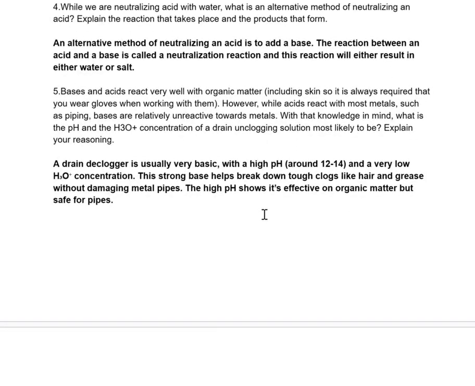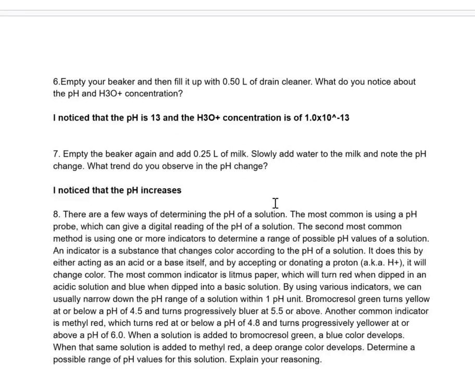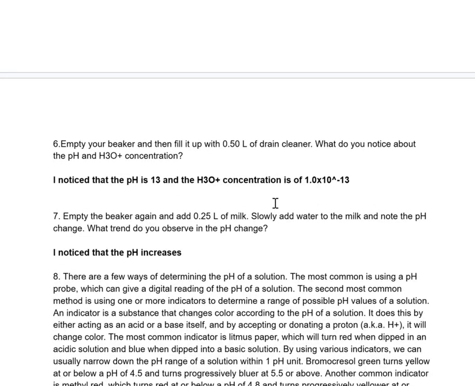So moving on to question 5, my solution is a drain declogger is usually very basic with a high pH around 12 to 14 and a very low hydronium concentration. This strong base helps break down tough clogs like hair and grease without damaging metal pipes, and the high pH shows it's effective on organic matter but also safe for pipes. So moving on to the next question.